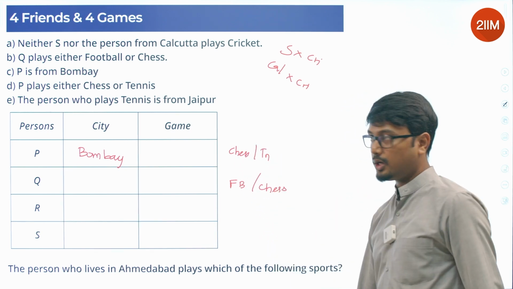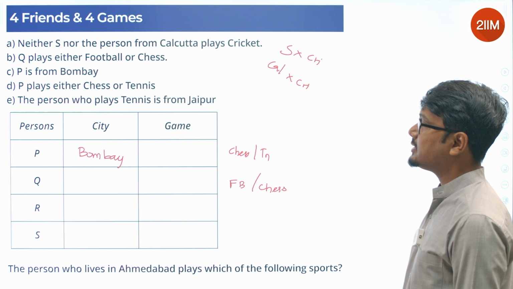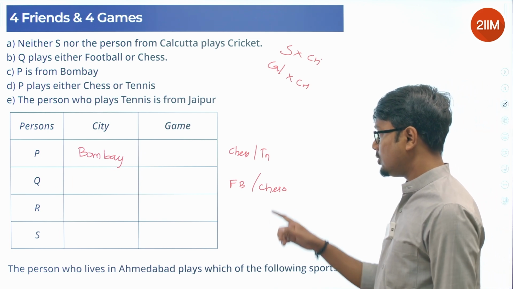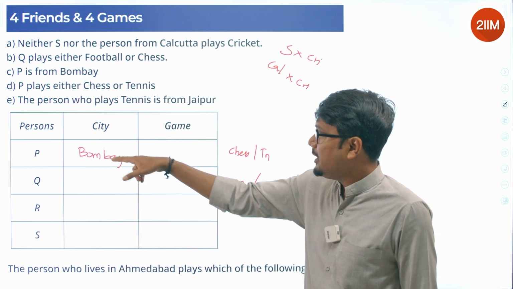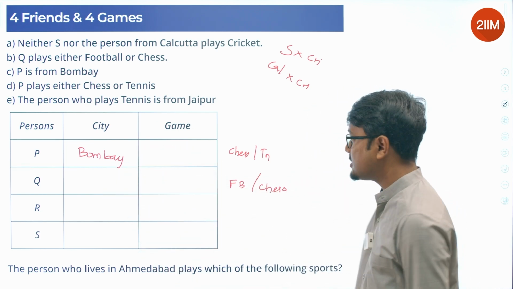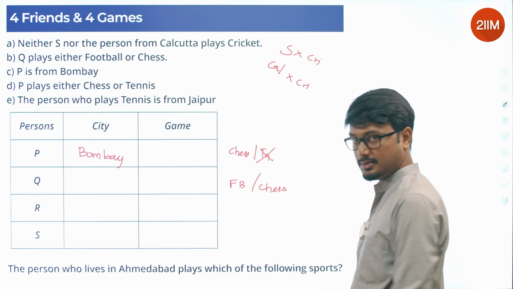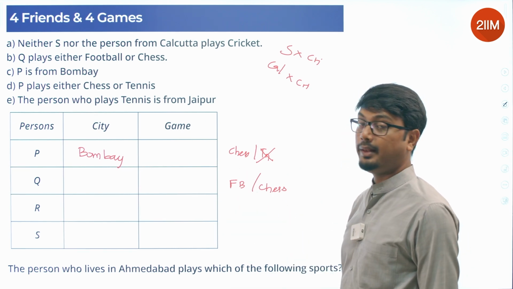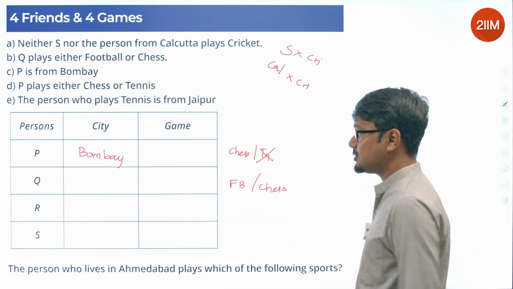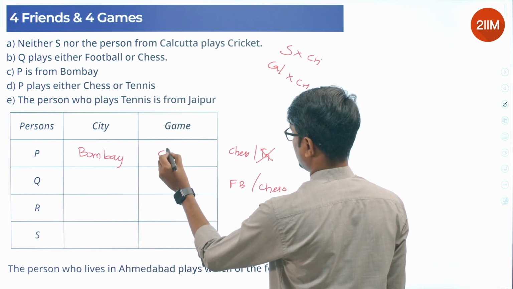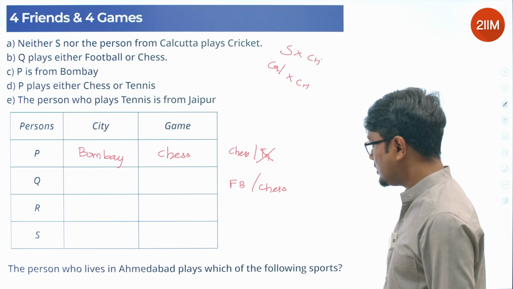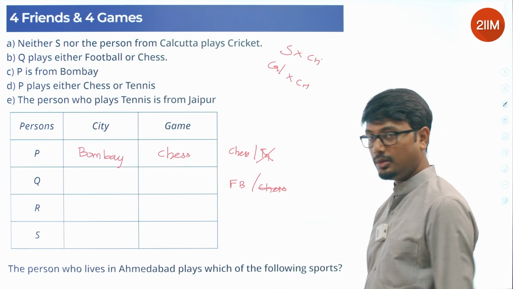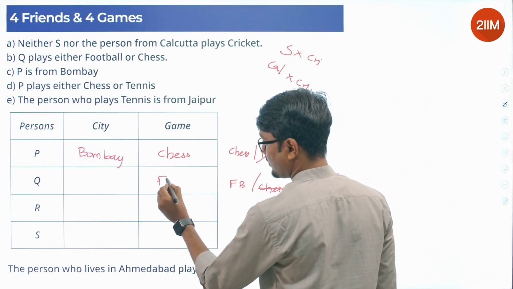Let's write it in short. The person who plays tennis is from Jaipur. So if P plays tennis, he would have been from Jaipur. So it's not the case. He will not play tennis because the person who plays tennis should be from Jaipur. So obviously P will play chess. And if P plays chess, Q is not possible for chess, so only Q will play football.